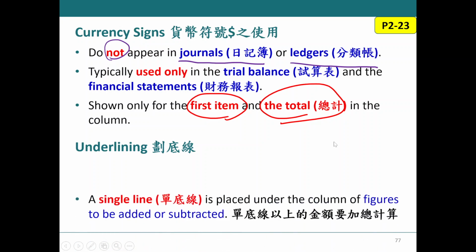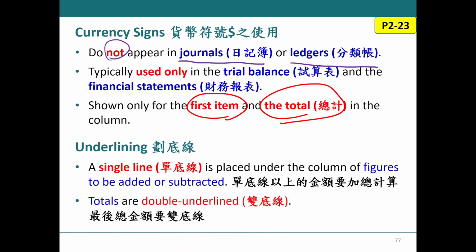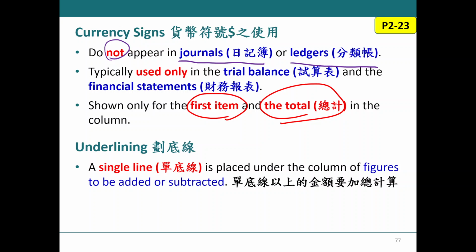For underline, we have only a single line or a double underline. A single line means you tell them that for any numbers above the single line, we want to do the math. So for example, I got the numbers $10, $5, $6, $12. When I draw a single line, it means I'm going to do the math for any numbers above the single line.